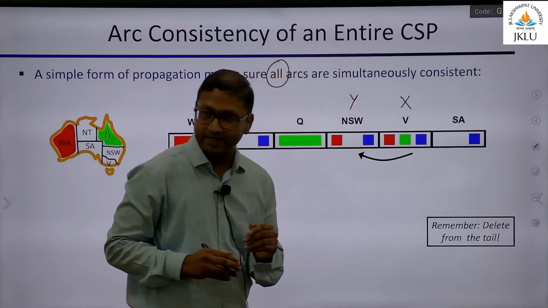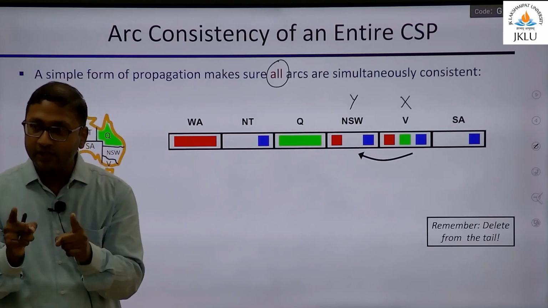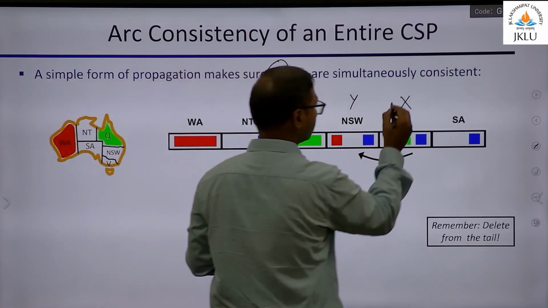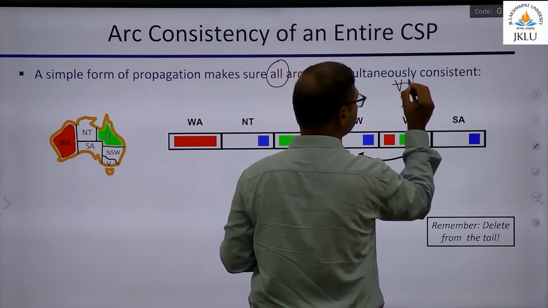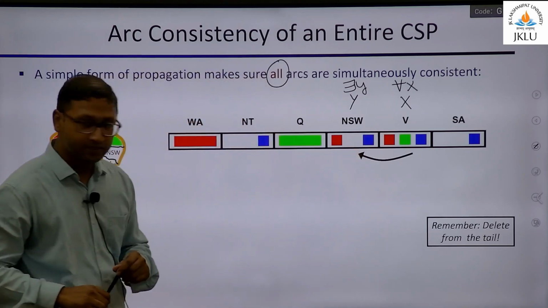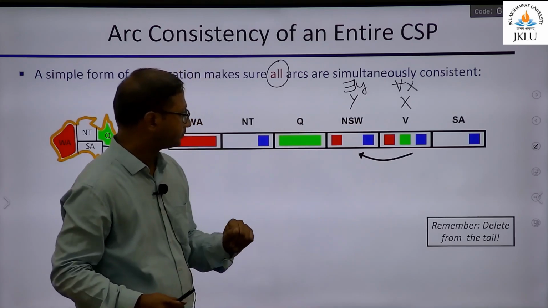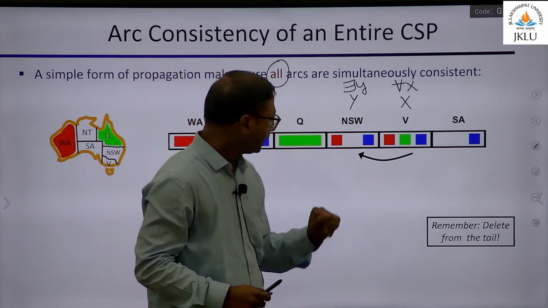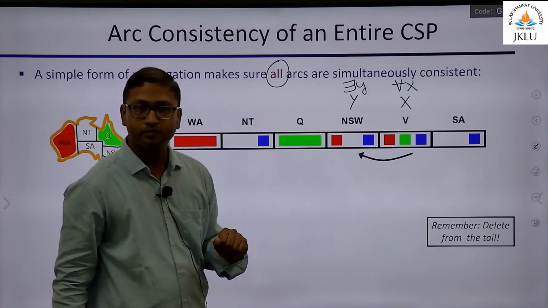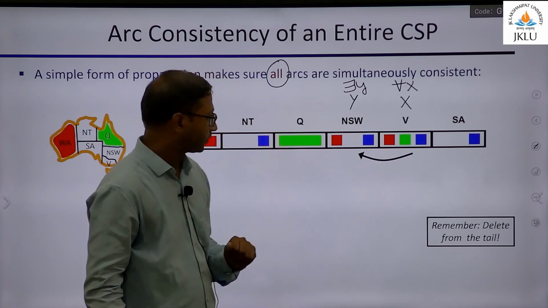Now, what was the case? For each element in X, for all in x, there should exist a y. Is this true for this? Right? So this arc is consistent. If I remove this red, is it consistent? No. Okay.